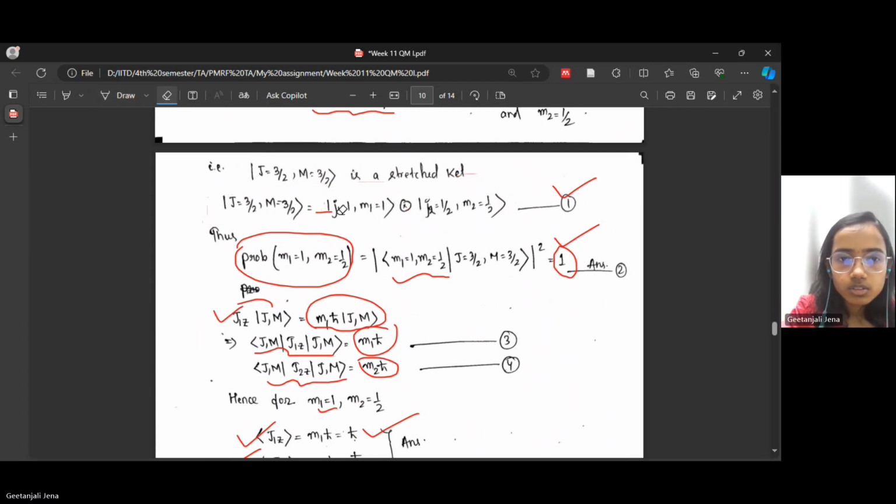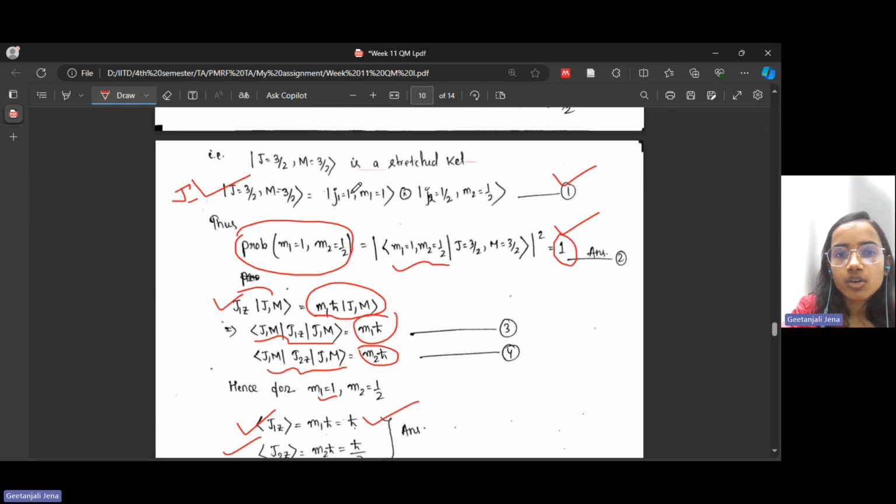Let me show you clearly. This is the expression for the stretched state, J equal to 3 by 2, M equal to 3 by 2. What I have done is I have operated with the J minus operator on the left hand side as well as the right hand side of equation 1.